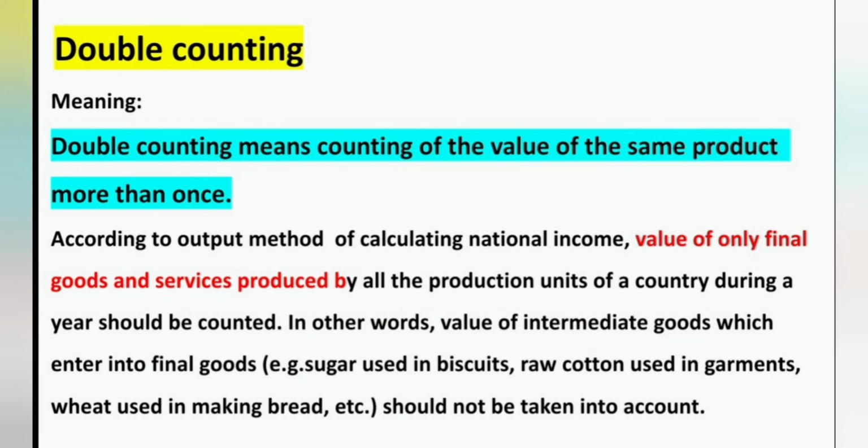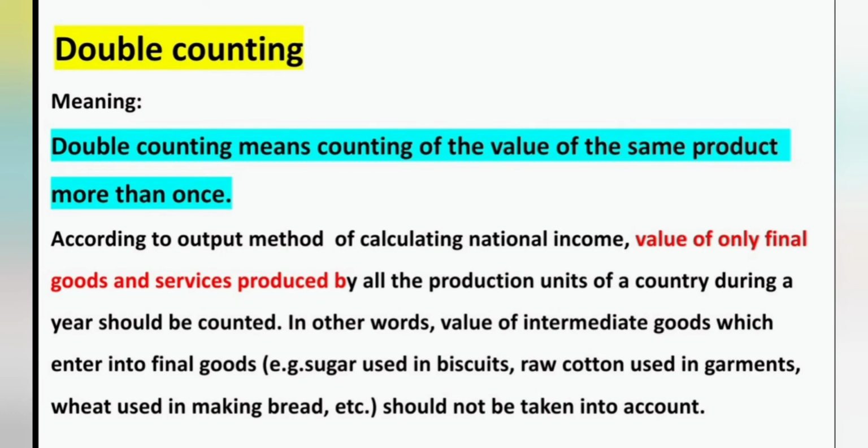According to the output method of calculating national income, the value of only final goods and services produced by all the production units of a country during a year should be counted. In other words, the value of intermediate goods which enter into final goods, for example, sugar used in biscuit, raw cotton used in garments, wheat used in making bread, etc., should not be taken into account. We take into account only the value of biscuit, garment and bread, which is the final good.